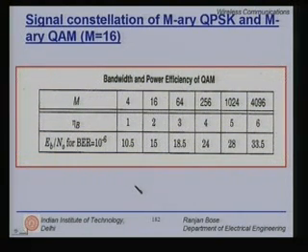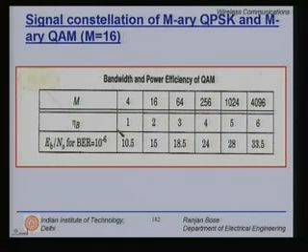Now let us talk about the bandwidth and power efficiency for quadrature amplitude modulation. The first row represents M for the M-ary QAM. What is interesting is that you start with 4, 16, 64 and go right up to 4096. Such numbers are unheard of for FSKs and PSKs.